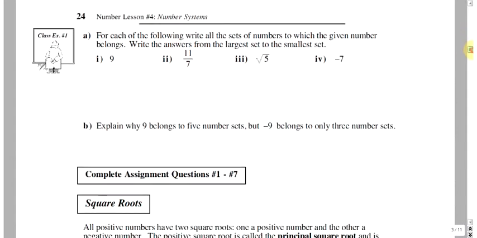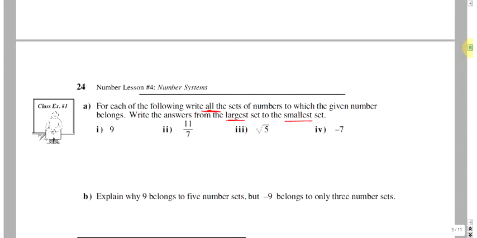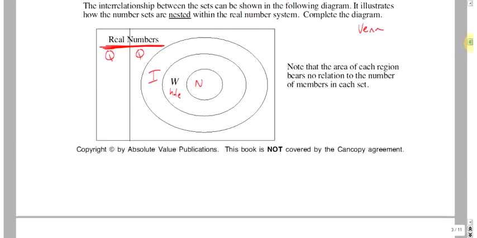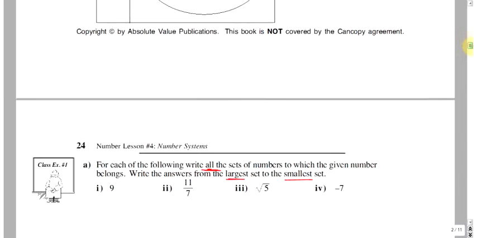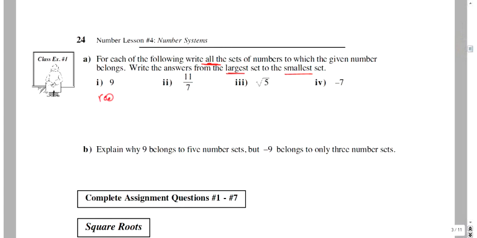For each of the following, write all the sets of numbers to which this belongs, from largest to smallest. So we got to go back and forth. You guys aren't familiar with this yet. You don't have photographic memories that I'm aware of. 9, largest set. That's this one. Is it a real number? Of course. They all are. Let's just do that. They're all going to be real numbers. We're not going to see any unreal numbers. Non-real.